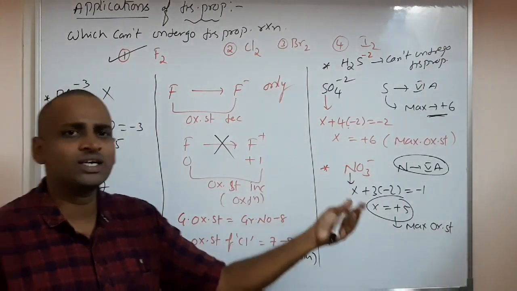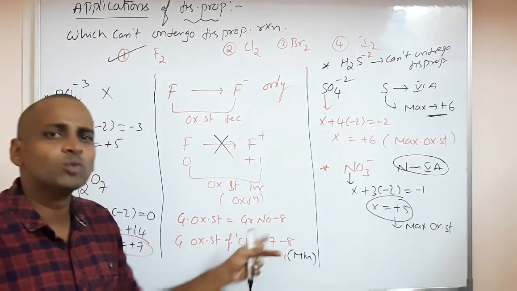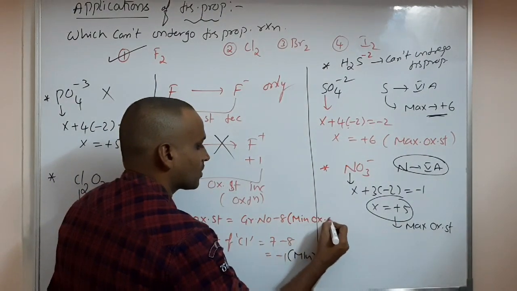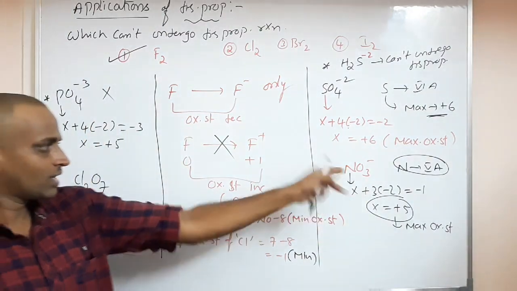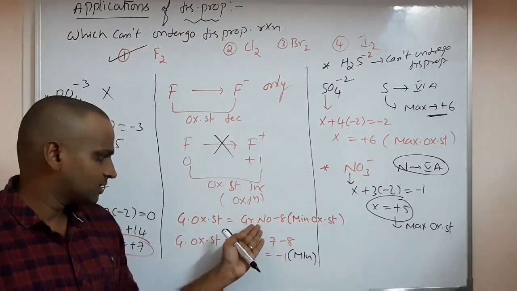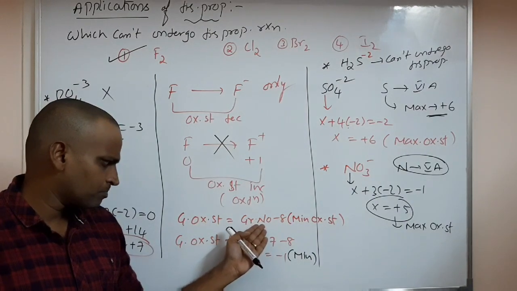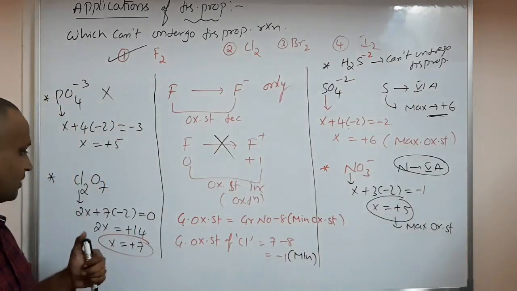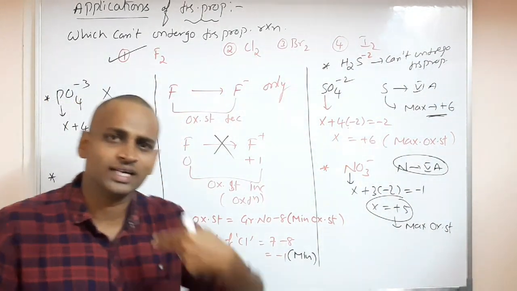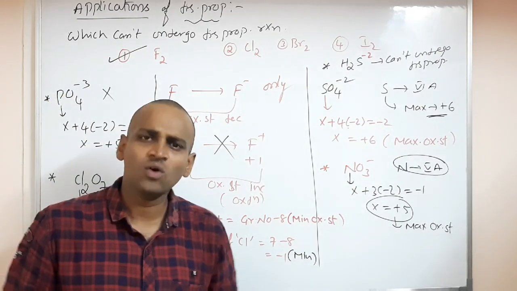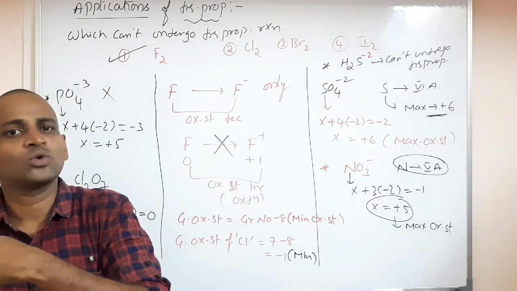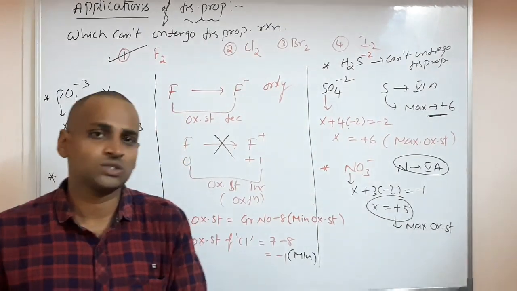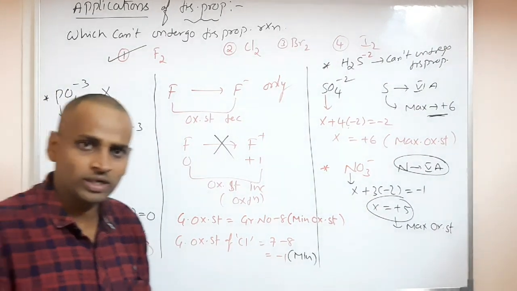For nitrogen, in the fifth group, what is the minimum oxidation state? Tell me. Group number minus 8 is the minimum oxidation state. So for nitrogen, it's 5 minus 8, which is minus 3. Like that, in HCl, chlorine is -1. That is the least oxidation state, so it cannot undergo reduction. Cannot undergo reduction means it cannot reduce its oxidation state.